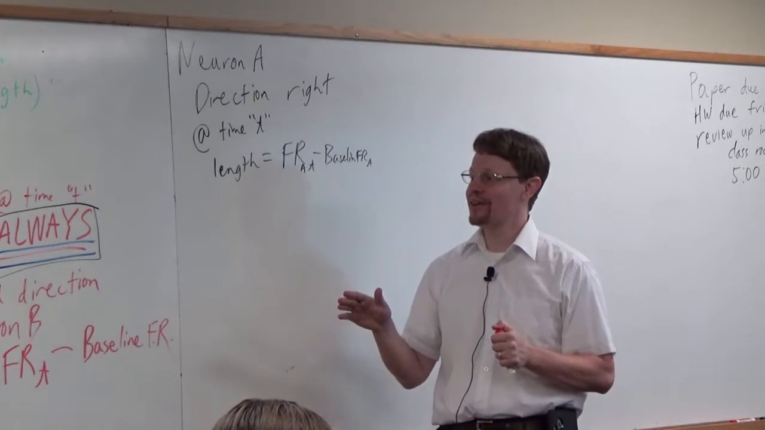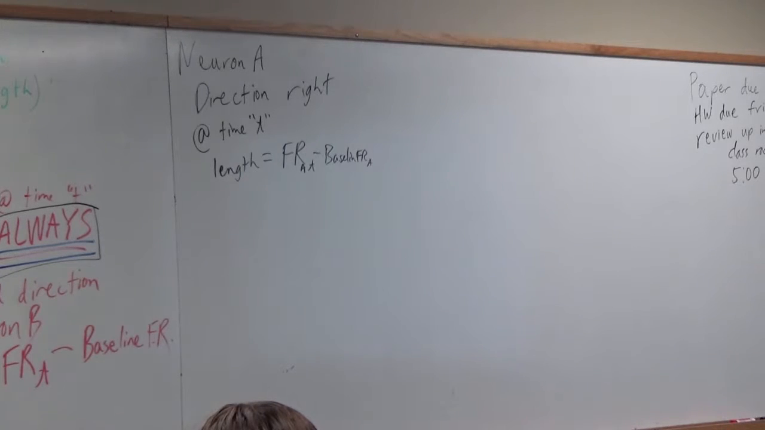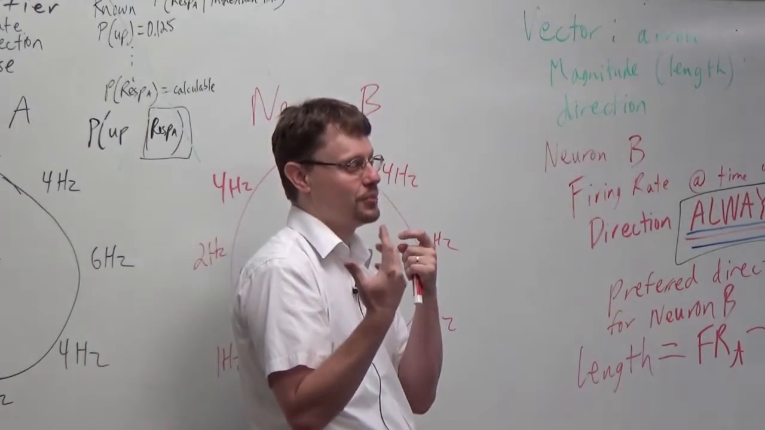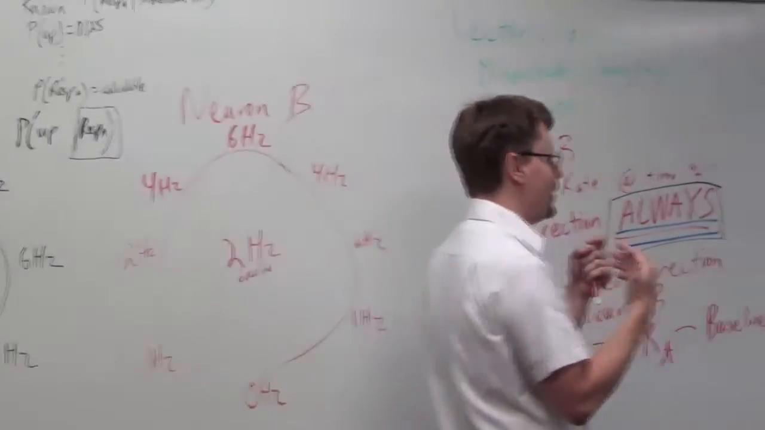A negative length vector, it's sort of like, okay, if our baseline is 2 hertz and the neuron goes down to 0 hertz, then what I do is I point myself to the right, because that's the way I always point, and then instead of walking forwards, I walk backwards. So you can think of that as a rightward vector that has negative length, which is how I prefer to think of it. But if you call it a leftward vector, you're not going to lose points. It's just that for me, it's easier to call it always right because I really want to emphasize that.